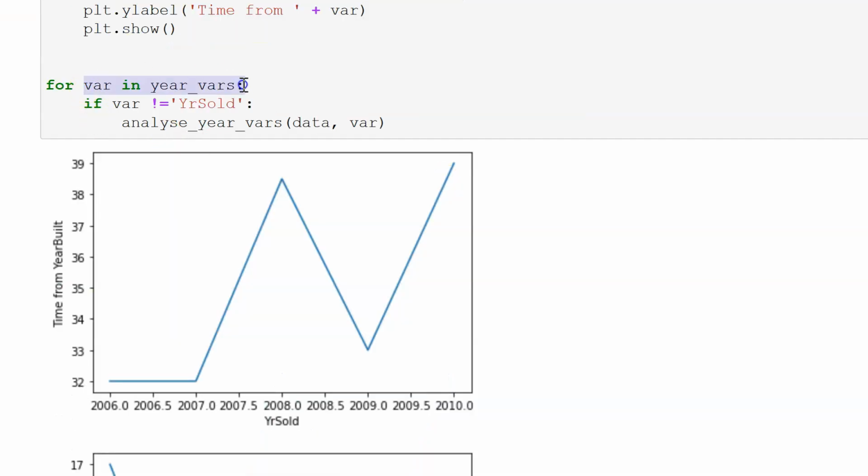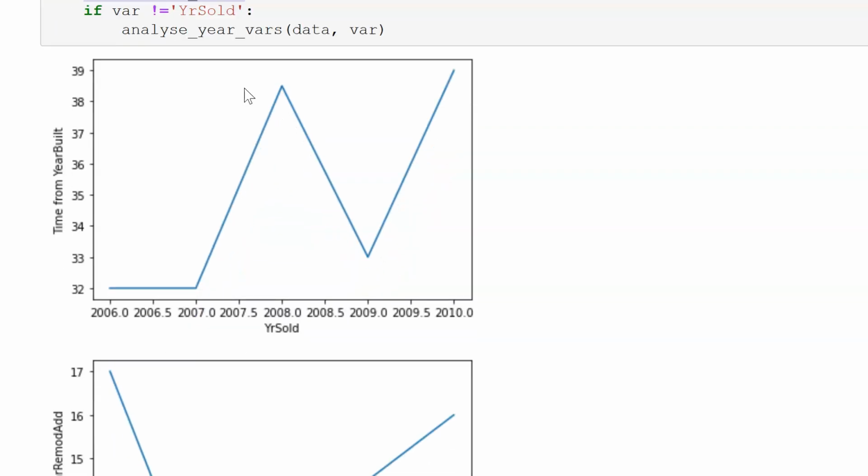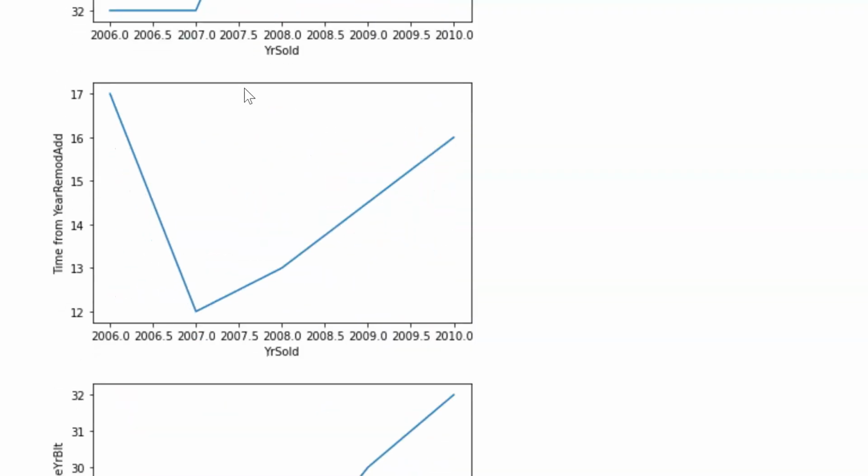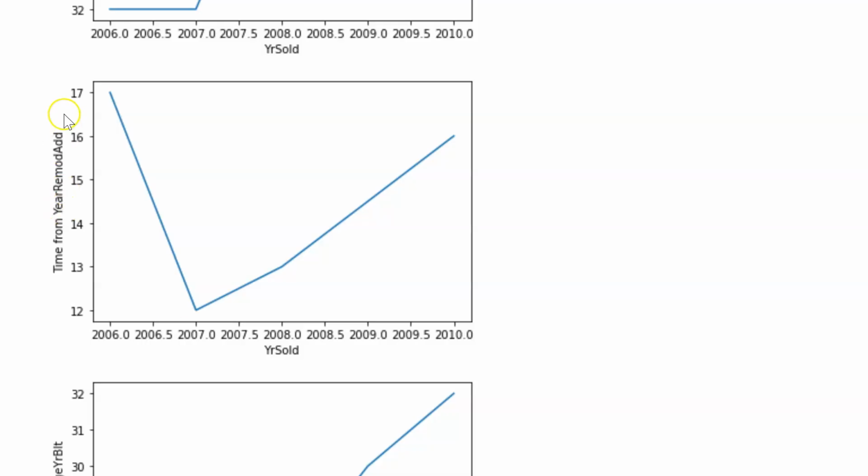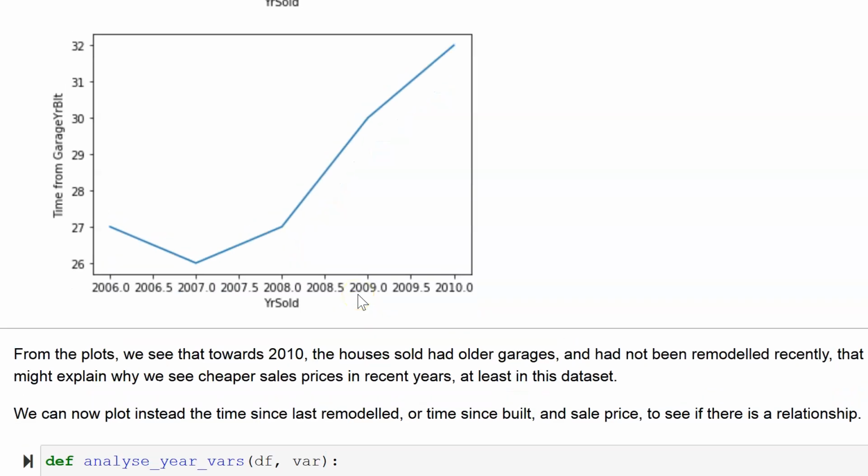I do this for each year variable, and what I see is that more clearly, perhaps for the years in which the house was remodeled, as the time passes, we are selling houses that are older. So this 16 means that there are 16 years between the time where the house was sold, that it was 2010, and the time in which the house was remodeled. So indeed, it looks like we are selling older houses, and that's why we see the drop in the price. All of this, of course, is my speculation. I know nothing about the dataset, but this is what the data is telling us.